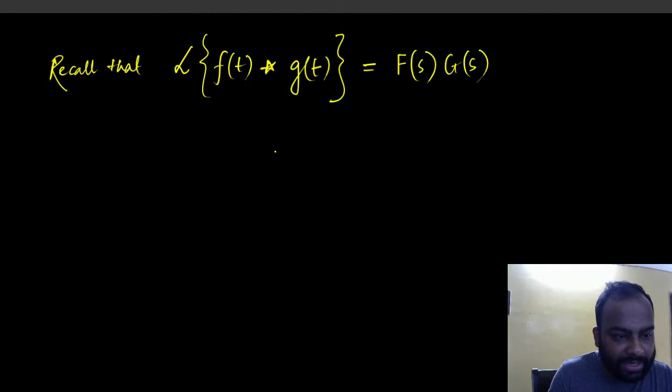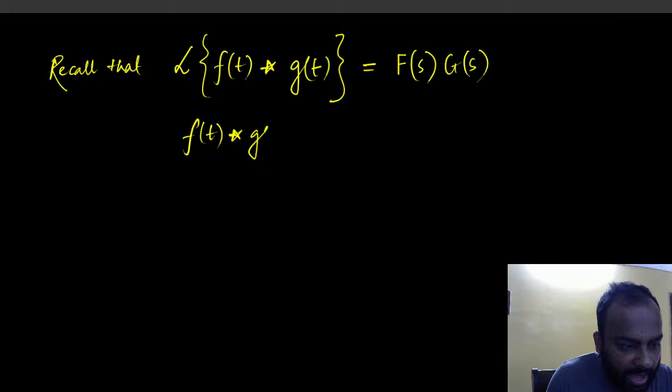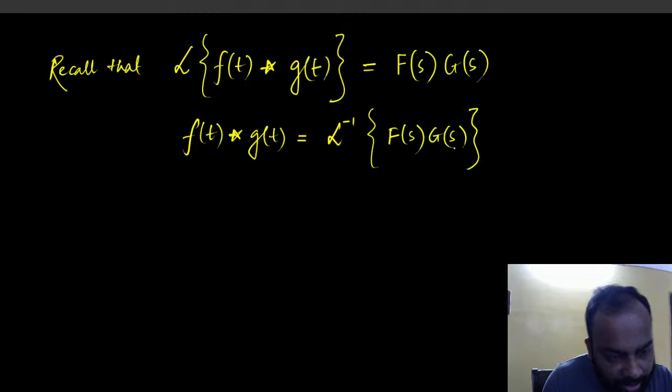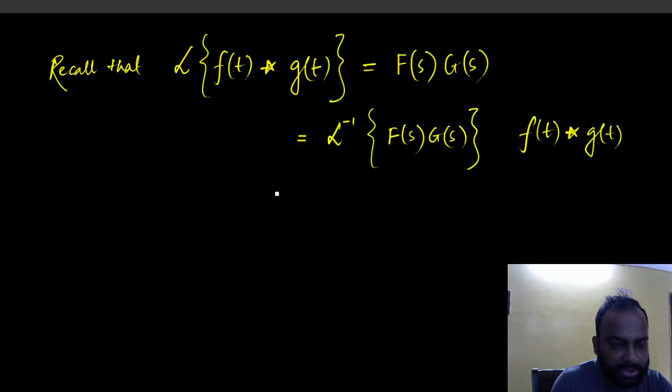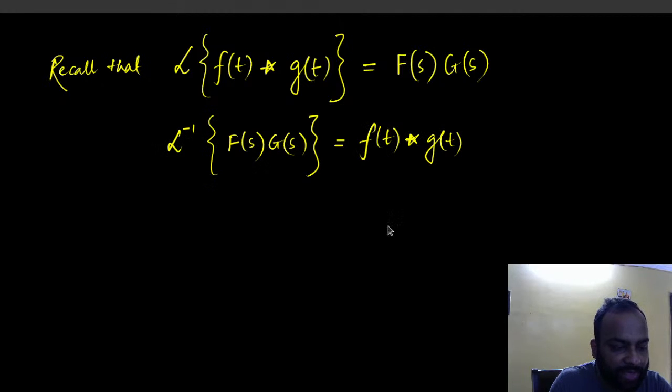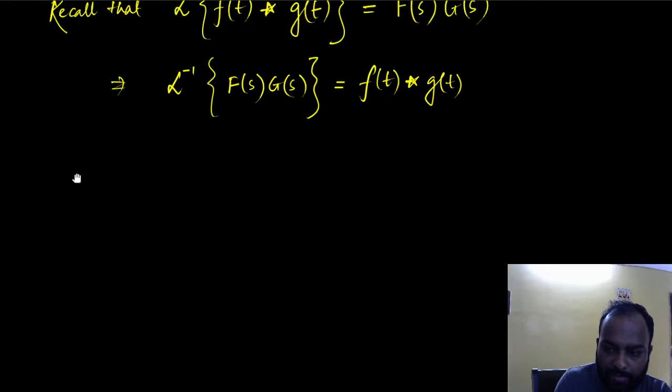So in other terms, I can say that the convolution of f(t) and g(t) is equal to the inverse Laplace transform of F(s) times G(s), this simple product. There is nothing difficult to understand here. So I can now write it like that: the inverse Laplace transform of the product of F(s) and G(s) is equal to the convolution of f(t) and g(t), right?